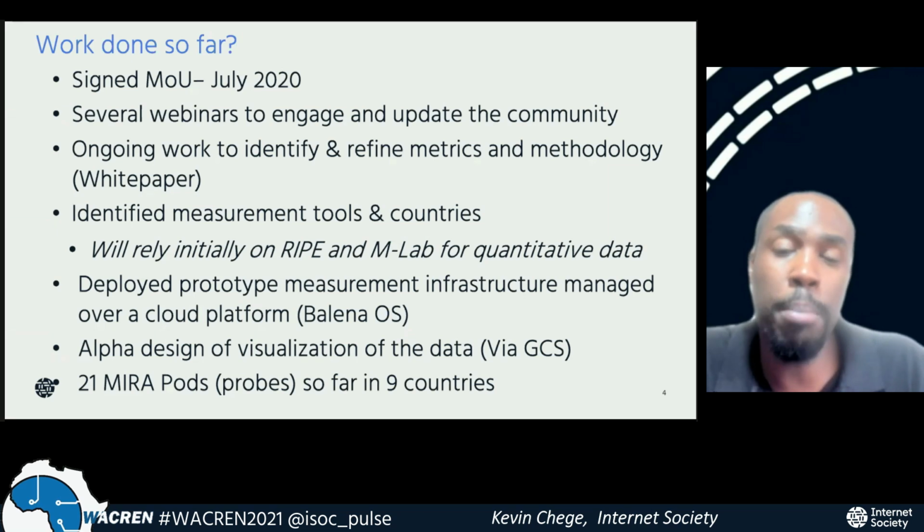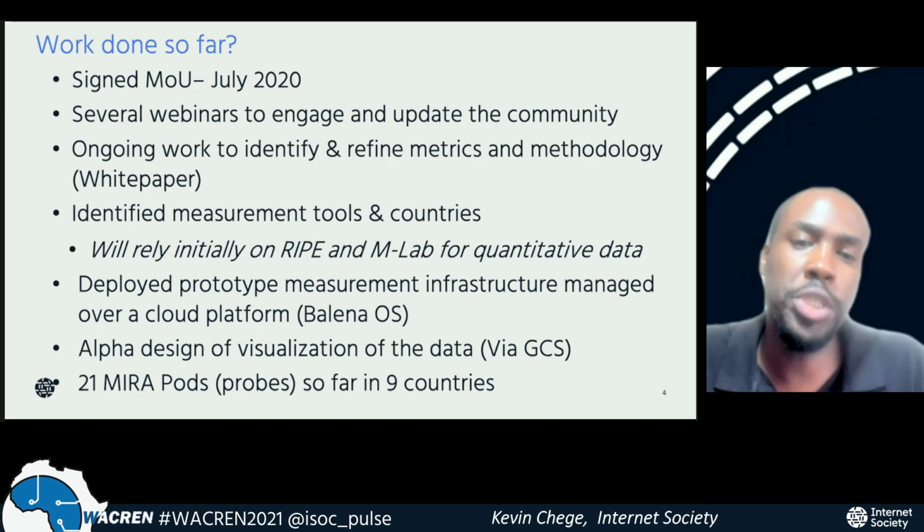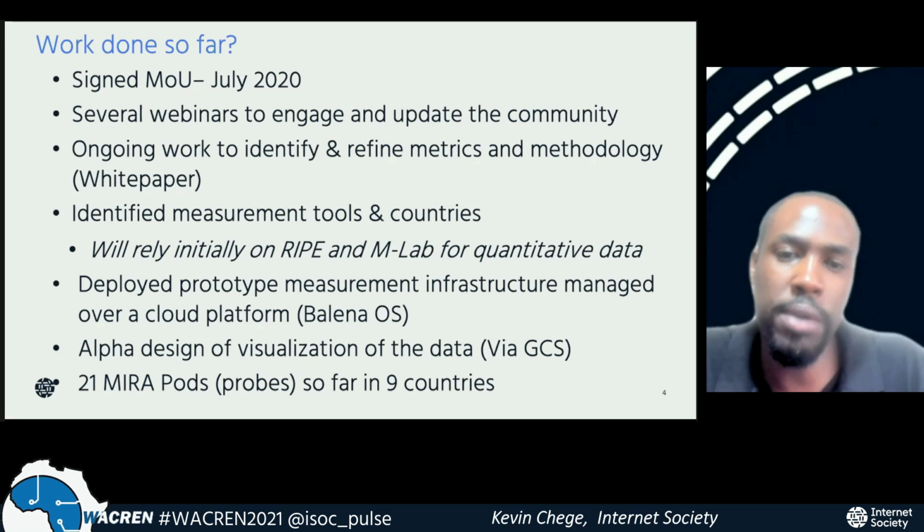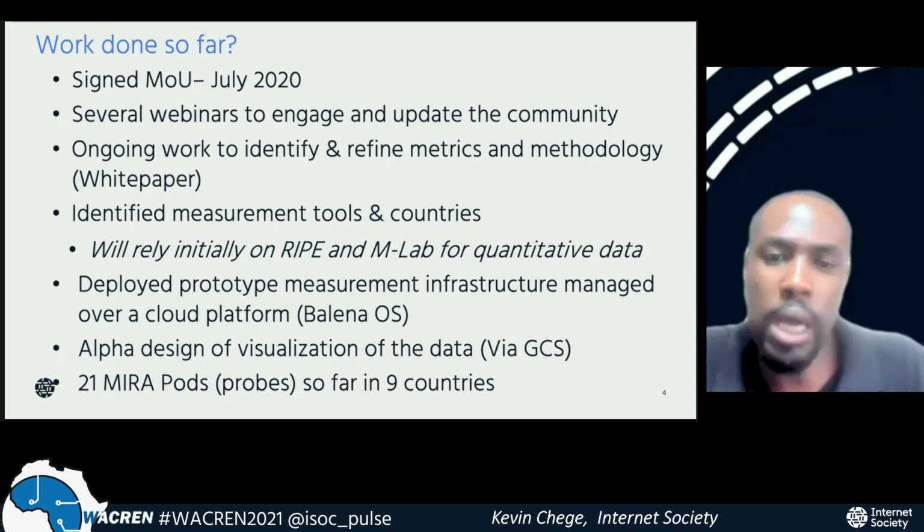We've identified a number of tools and metrics that we're going to use to analyze this data. Initially, we want to start with data from RIPE and MLab, at least for the quantitative data, but we do have a plan to incorporate even more data sources. We have deployed prototype measurement infrastructure. We have started visualizing this data. And so far, we have about 29 probes, which we call MIRA pods, in about 9 African countries to date.